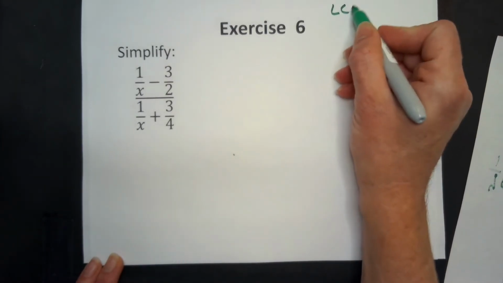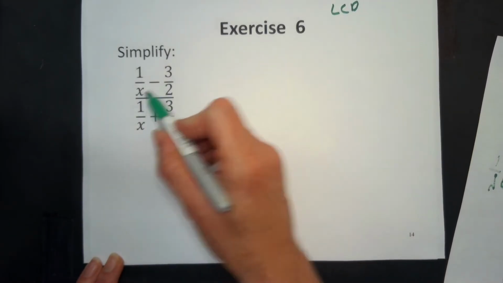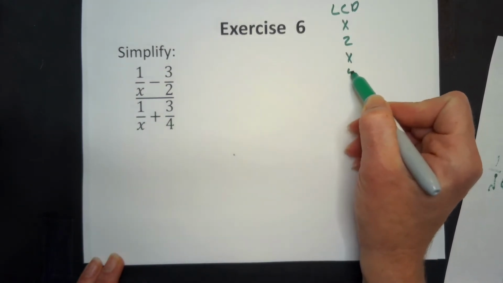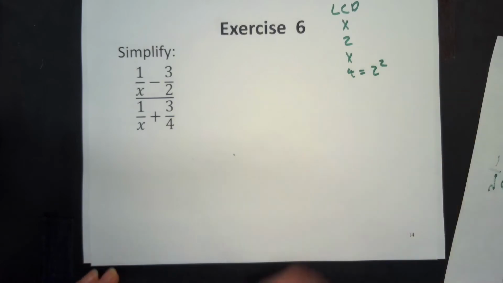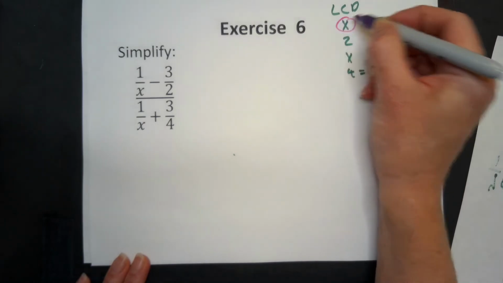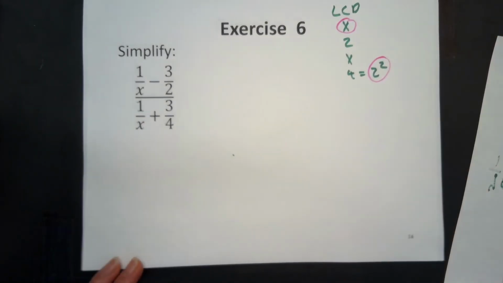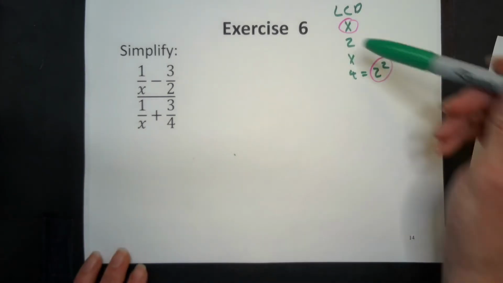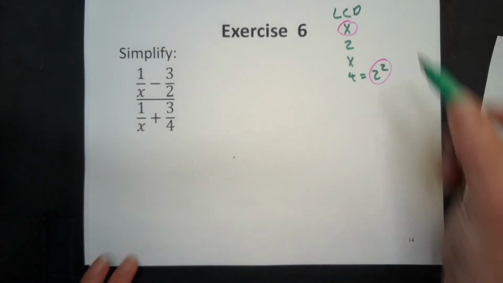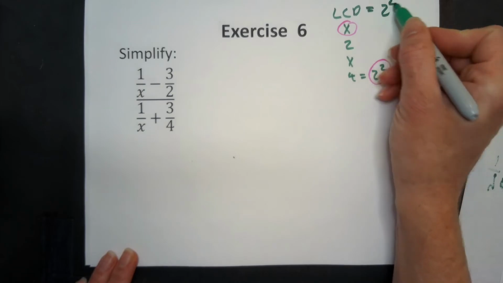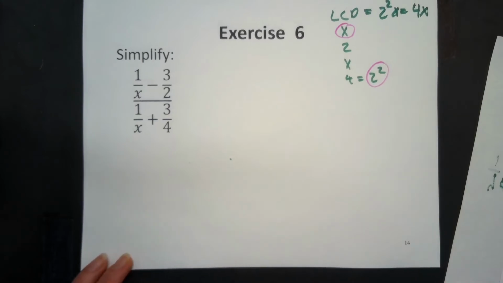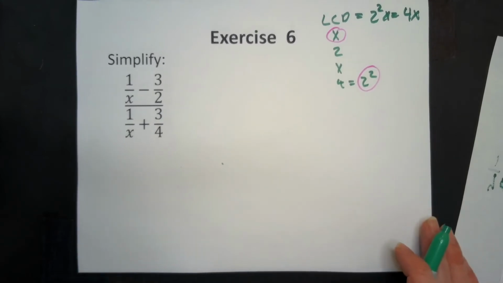So over here you want the least common denominator of everything. We have an x, a 2, an x, and a 4, and a 4 is just 2 squared. So I picked the highest power of each factor. I'm going to pick the x, and I'm going to pick the 2 squared, and that's all I need. I don't need another x because I already have an x to the first, and I don't need a 2 because I have a 2 squared. And so my least common denominator is just going to be 2 squared times x, or basically 4x. I just wrote it as 4x because it's easier to see.